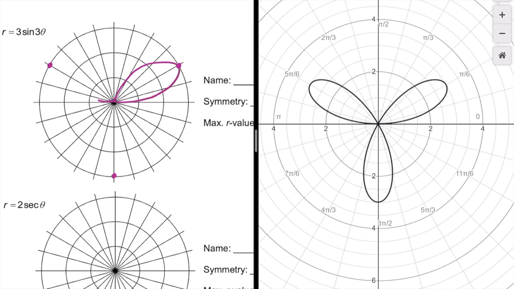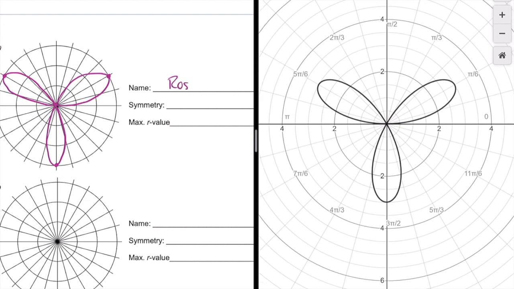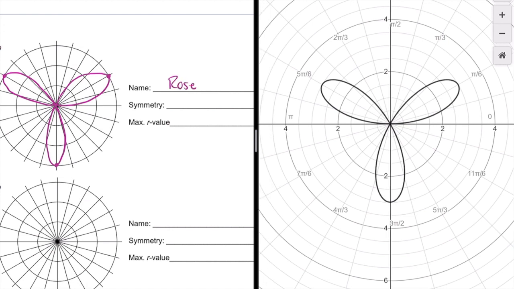All right, we'll go through here. And we'll go through there. Awesome. Okay, so this is the rose, and this does have symmetry. I can't rotate it 180 degrees. It's not quite going to work for us, but it is symmetrical on the y-axis. So this is theta equals pi over 2, and its maximum r value is 3.